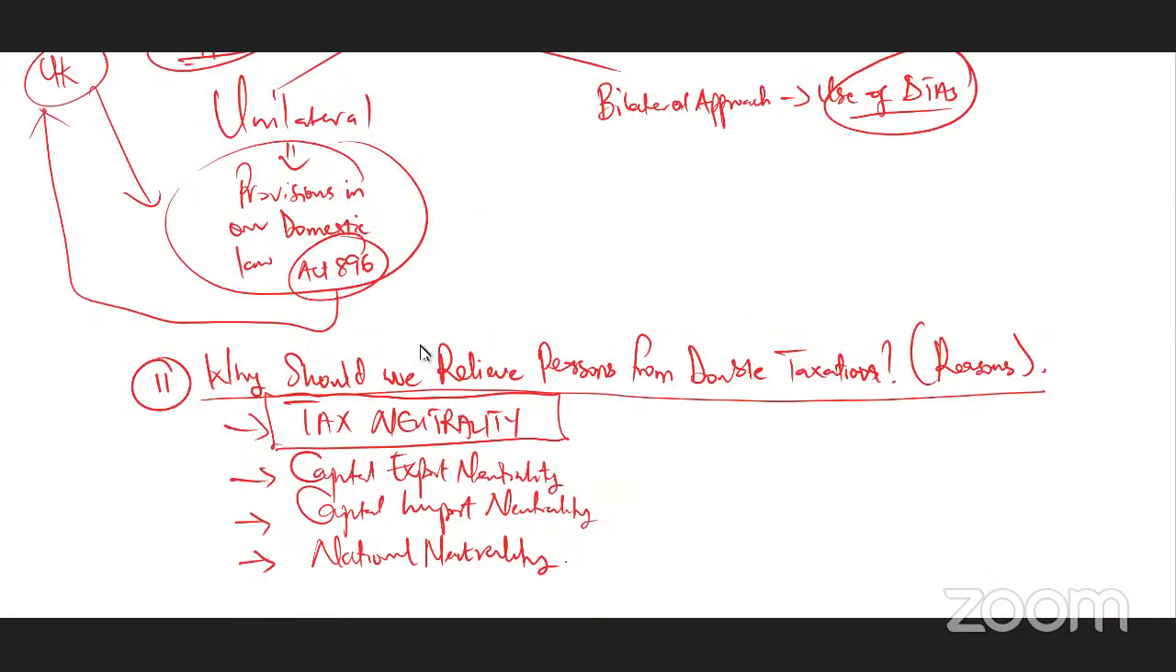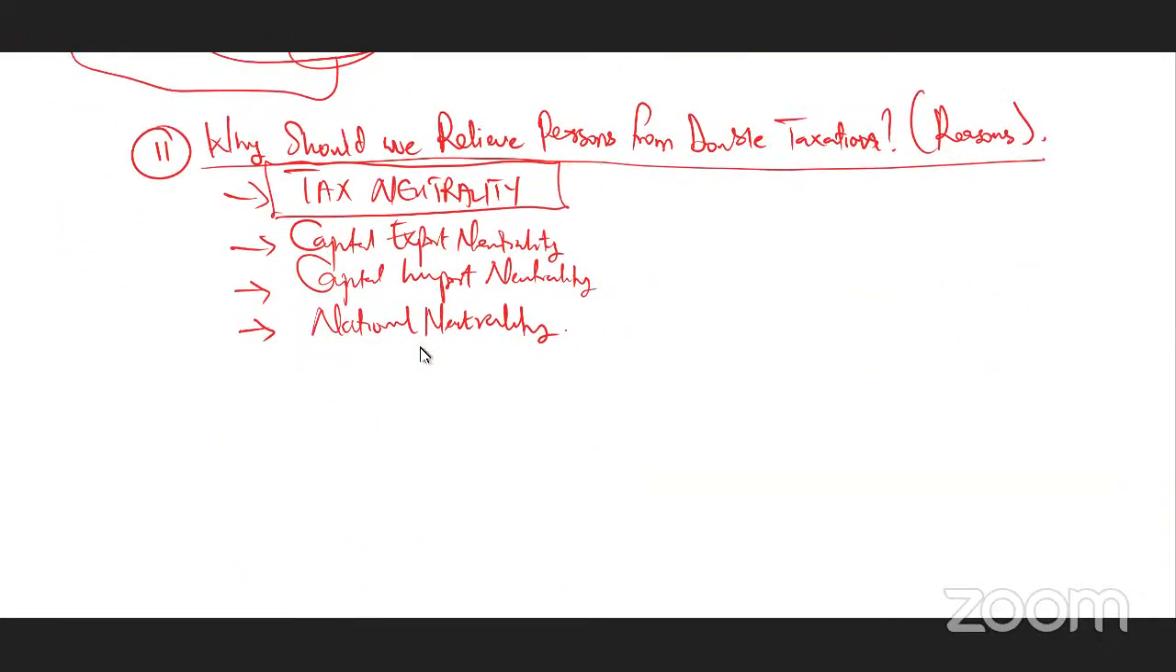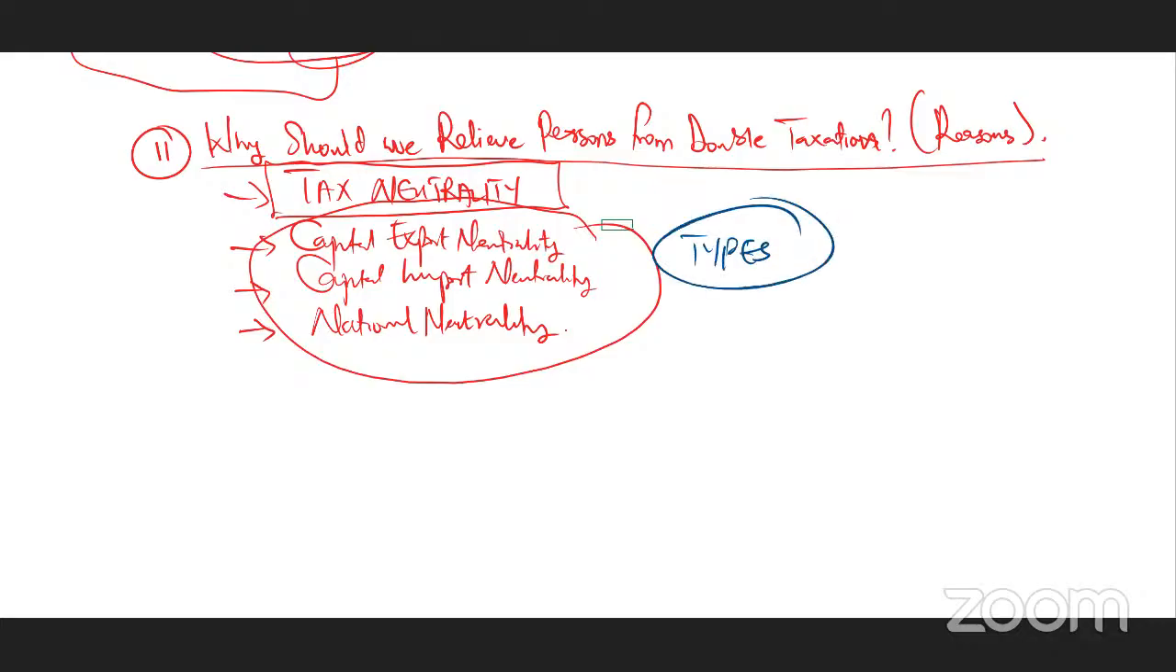All right. So why should we relieve people from double taxation, or what are the reasons? And I said it's to achieve tax neutrality. And I gave you the types of tax neutrality. What are the types of tax neutrality I gave you? Three, right? So either to achieve what? Capital export neutrality, capital import neutrality, or national neutrality. All right. So let's look at them one after the other.